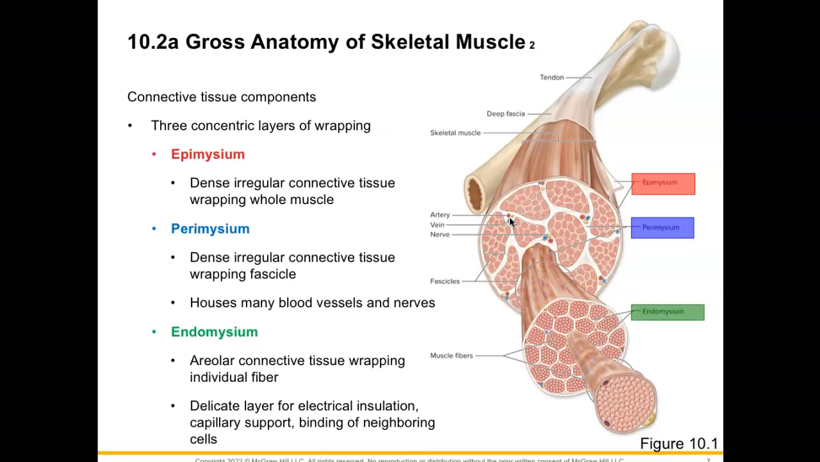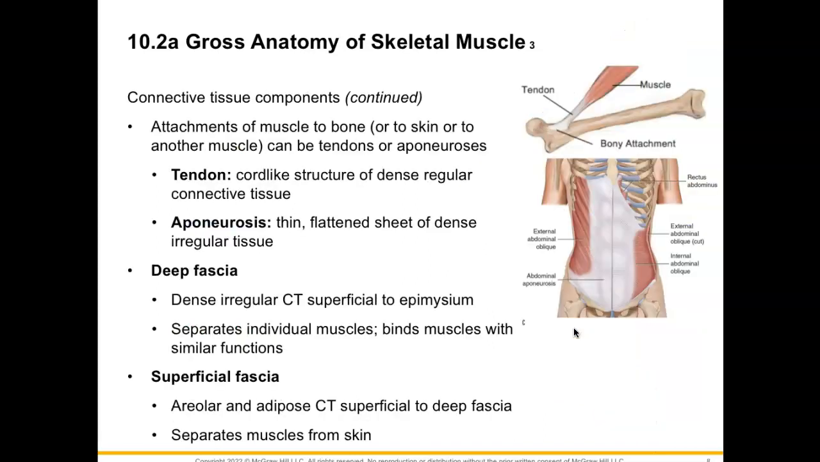Now here we have our connective tissue changing. It is made up of loose areolar connective tissue, and we'll see that it is wrapping each of these individual muscle fibers or muscle cells in here. This is just going to be a delicate layer, and its main function is for electrical insulation, capillary support, and binding to neighboring cells. Now let's talk about some attachment points of muscle.